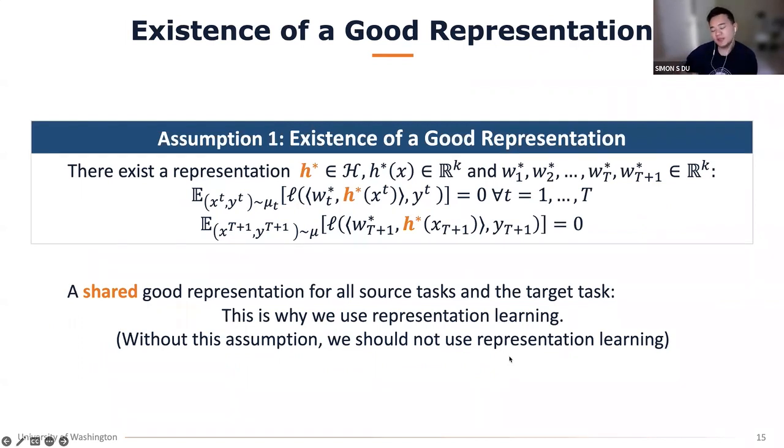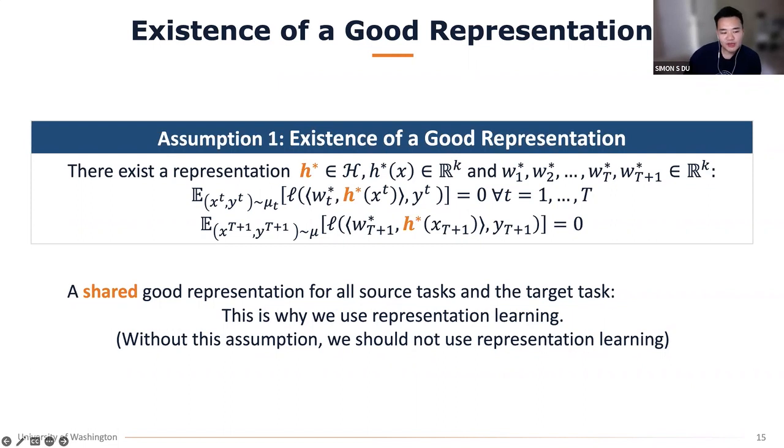So first assumption, we definitely need some additional assumption to characterize the connection between the source task and target task. You can think of if there's no connection at all between the source and target task, you cannot hope for pre-training to help at all. So the first assumption, which is a very natural assumption, and if you don't have this assumption, you should not use representation learning in the first place, states that there exists a good representation, such that on both the source and the target task, the loss is very small.